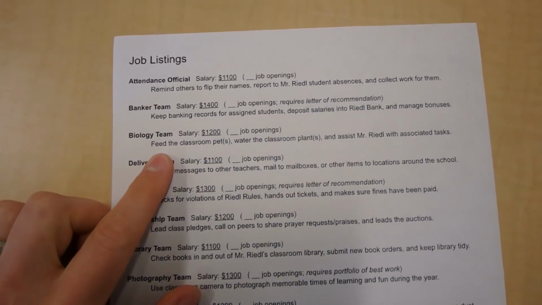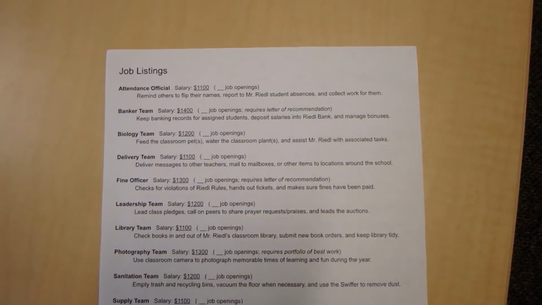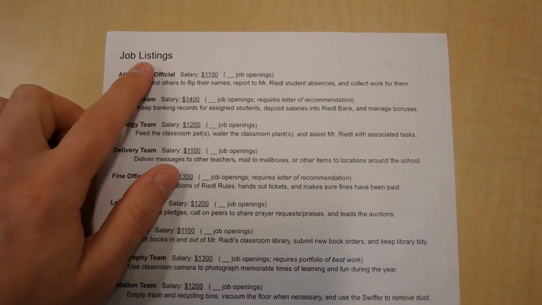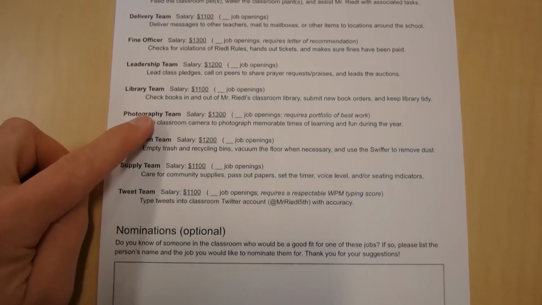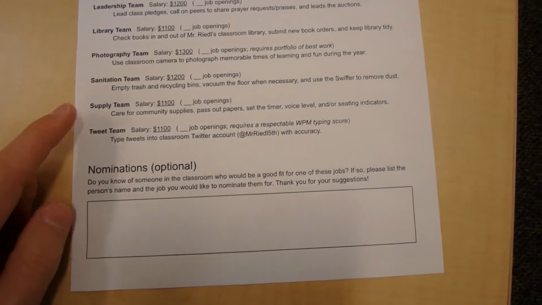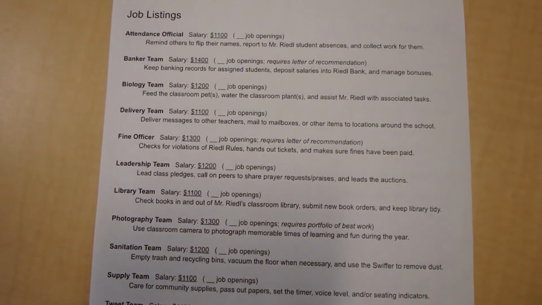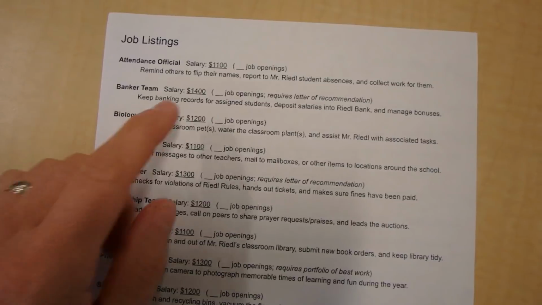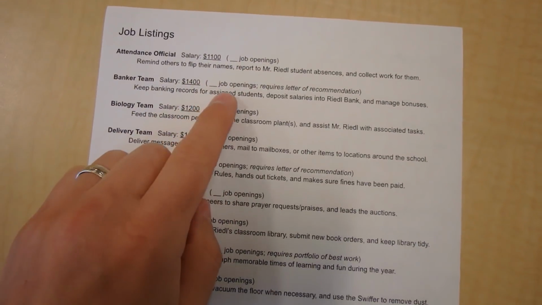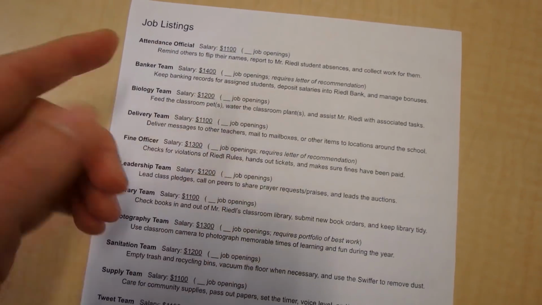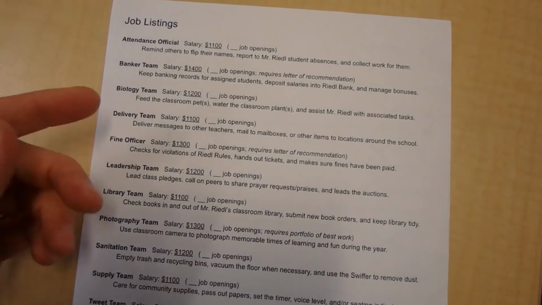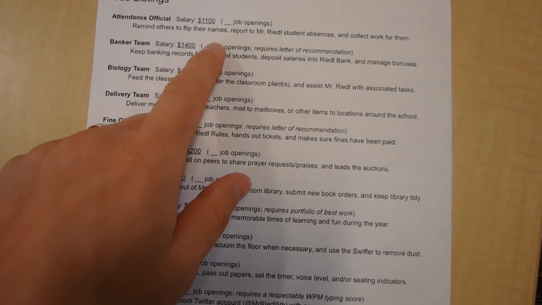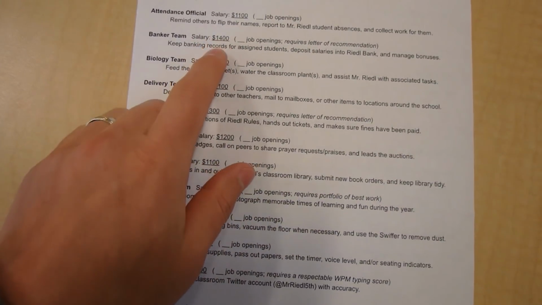Okay, so this is the sheet that I hand out to the kids. The students get this job listings sheet, and it has all the different jobs listed in my classroom. As I go through them, I explain what they're supposed to do for each job if they get hired for that job. And I tell them how many job openings there are, because it depends on the number of students each year. So I tell them how many job openings there are, and they also have a salary.